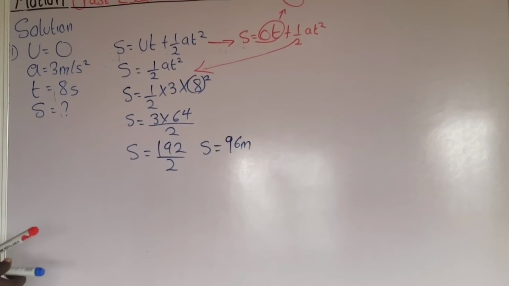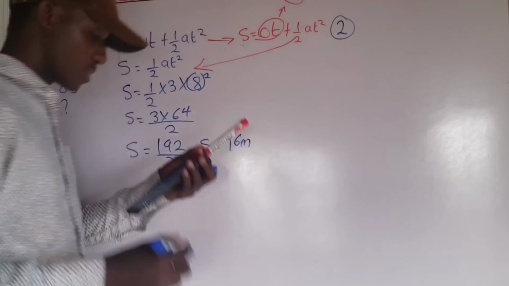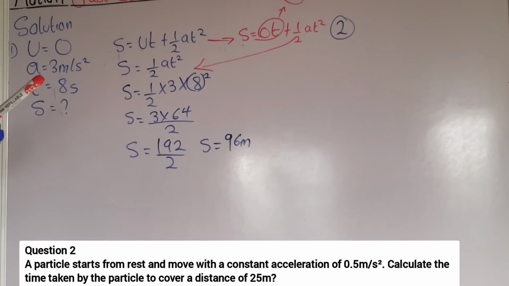Okay, so let's have another question. Question 2. A particle starts from rest and moves with a constant acceleration of 0.5 meters per second squared. Calculate the time taken by the particle to cover a distance of 25 meters.